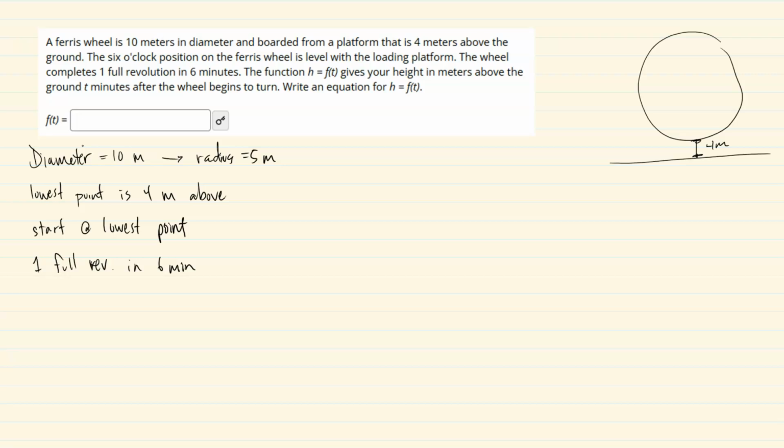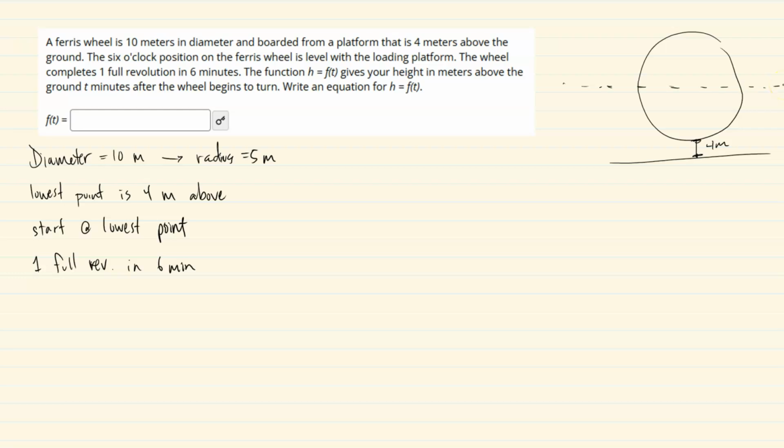So we need to write f of t. We need to find f of t. And again, f of t gives you the height in meters above the ground in t minutes. Okay. Good. H, it's the height. All right. So we can pretty easily find the midline of our sine or cosine function. We'll determine if it's a sine or cosine function a little bit. The midline will end up being right down the middle of this line.